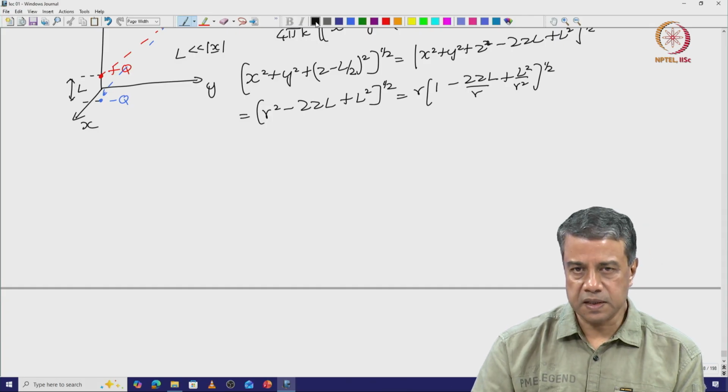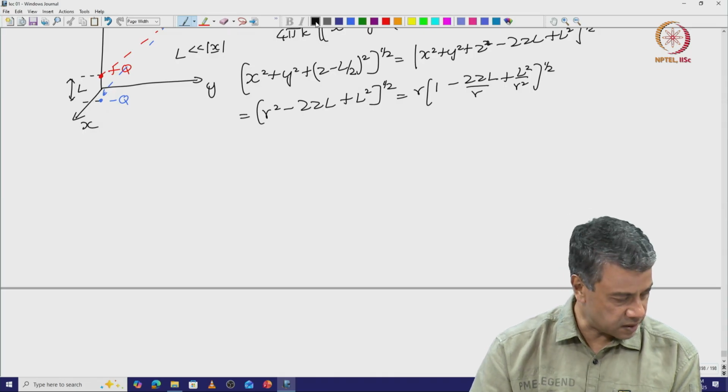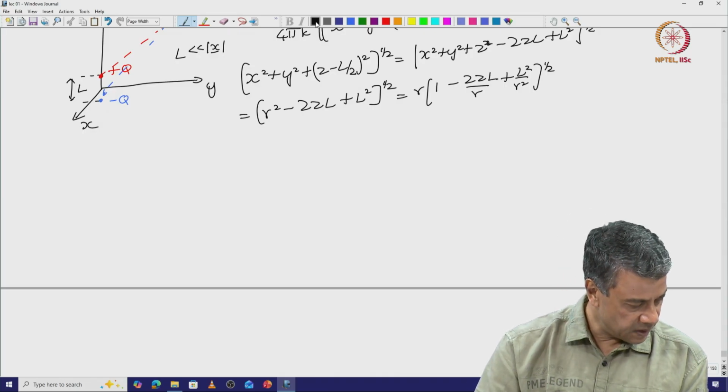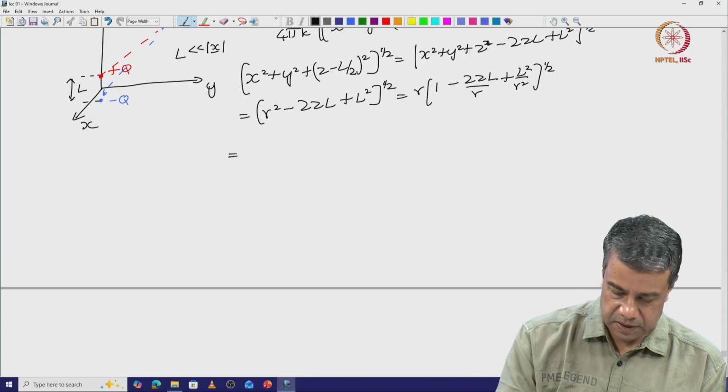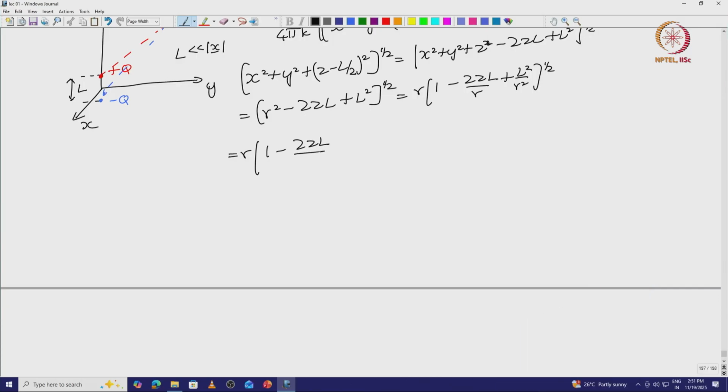(1 + x)^(1/2) is 1 + (1/2)x − (1/2)(1/2)/2! x² and so on. So if I do that expansion, I will get r into 1 − 2zl by r², I should note this as r², because it is within a power of half. So it should be r², plus L² by r², L² by 2r².